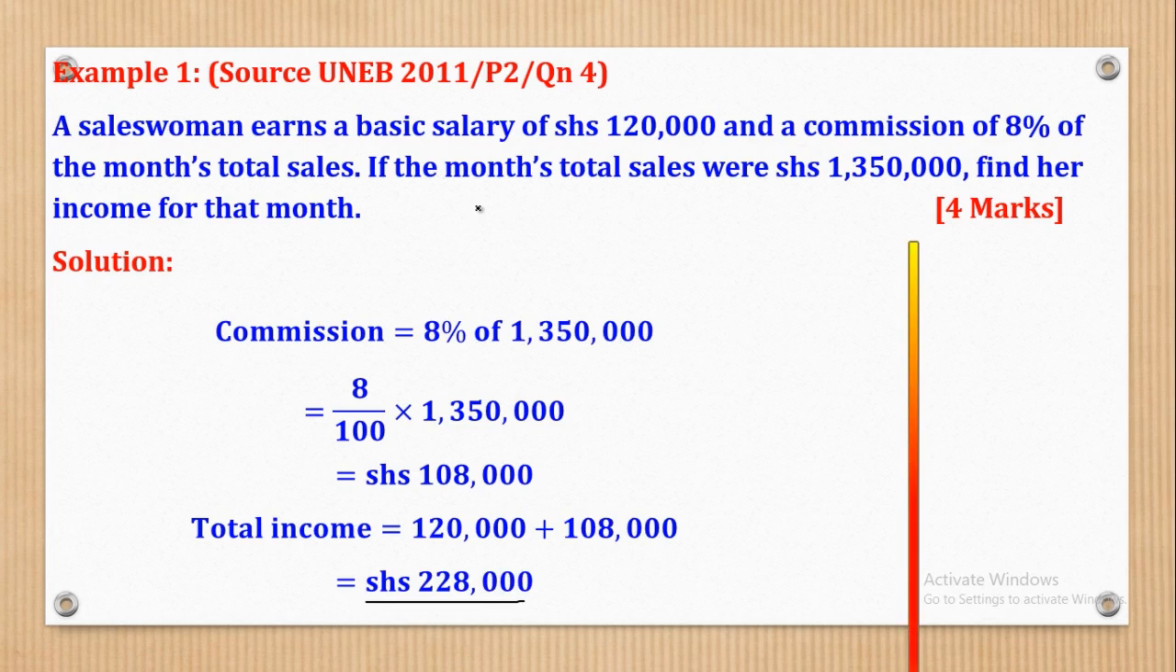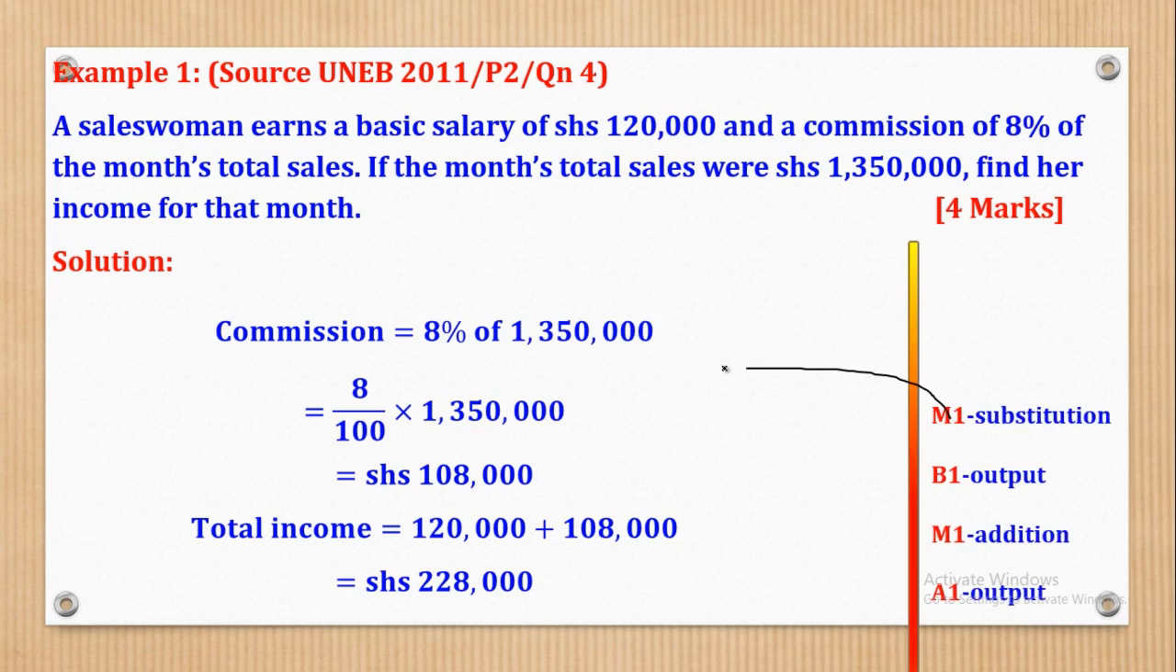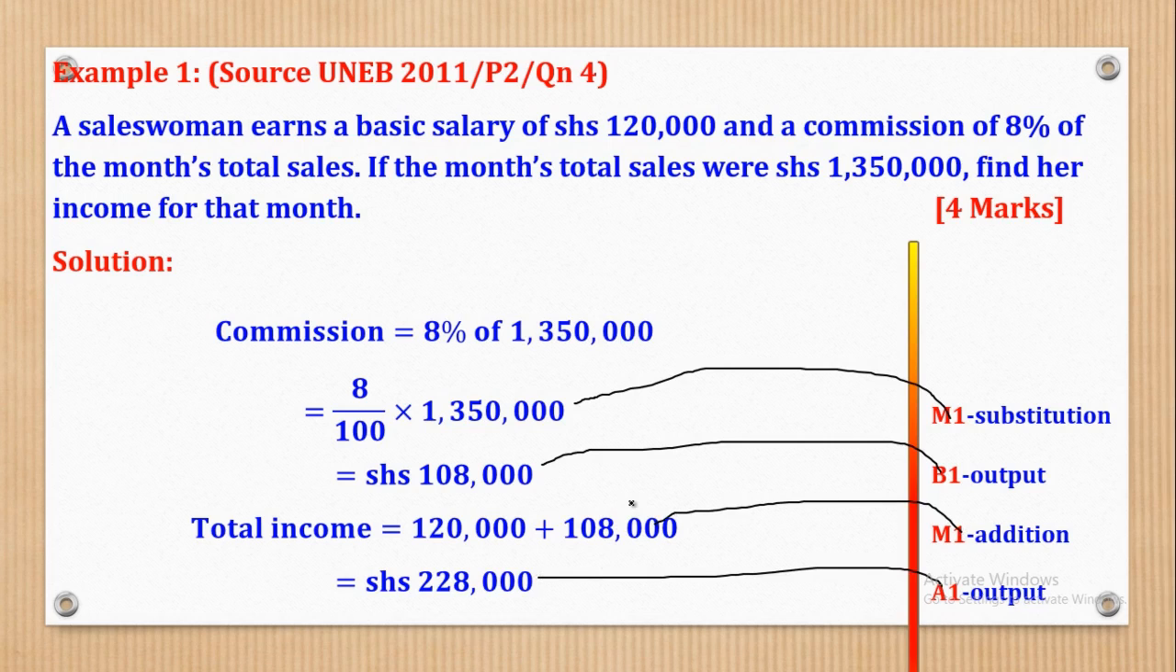And now let's see how much can be awarded. So M1 is for this substitution, and B1 is for the output, which is the commission, and M1 is for addition, and A1 is for the output, which is the total income they want. So basically that's how the marks could come about.